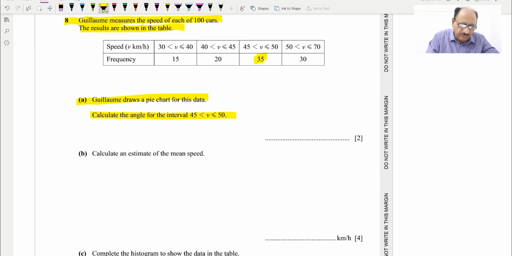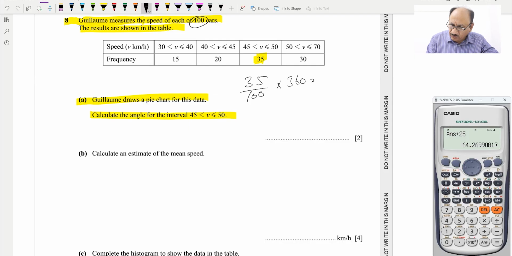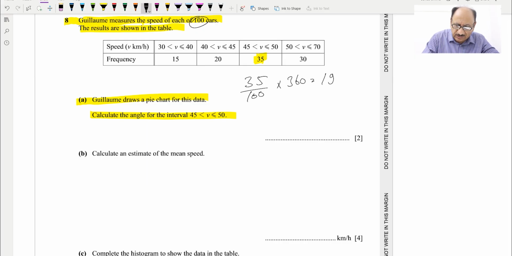45 to 50 is 35, and we need to calculate the angle for 35 out of 100 cars. So out of 100 and multiply by 360, this will give us the angle for the pie. So it will be 35 over 100 multiplied by 360, giving us 126 degrees. 126 degrees will be the answer for 2 marks. Hopefully you understand this. Then they're saying calculate an estimate of the mean speed.